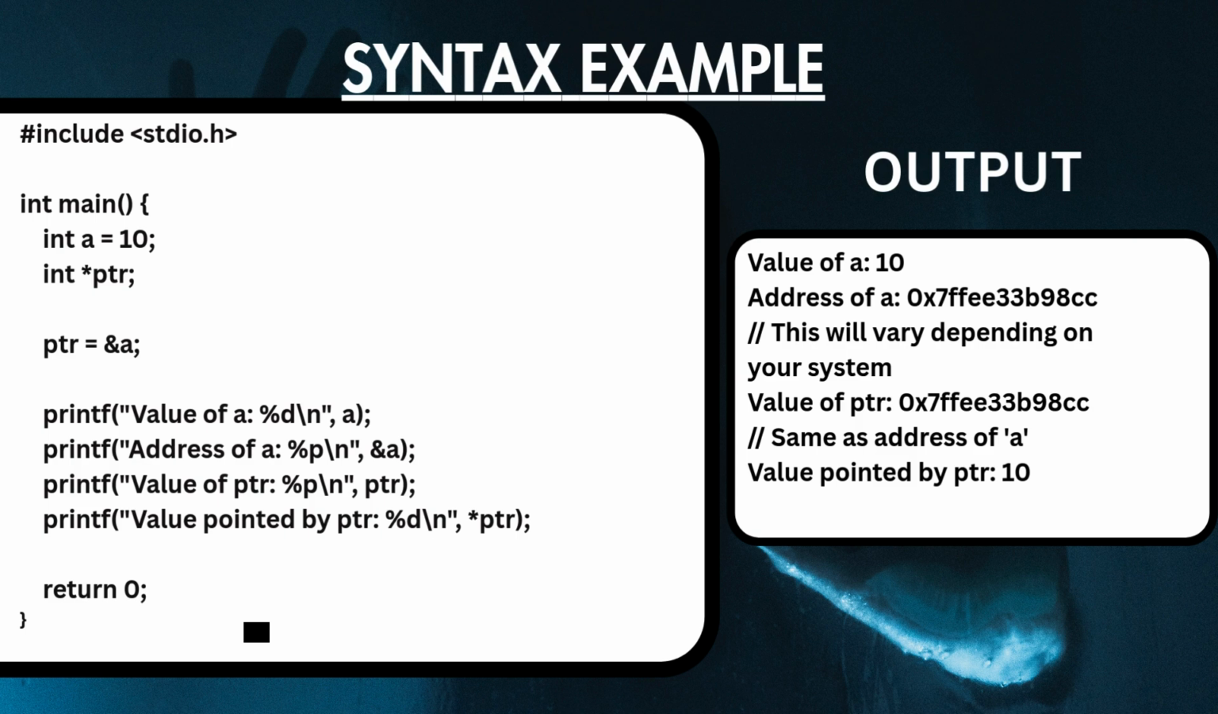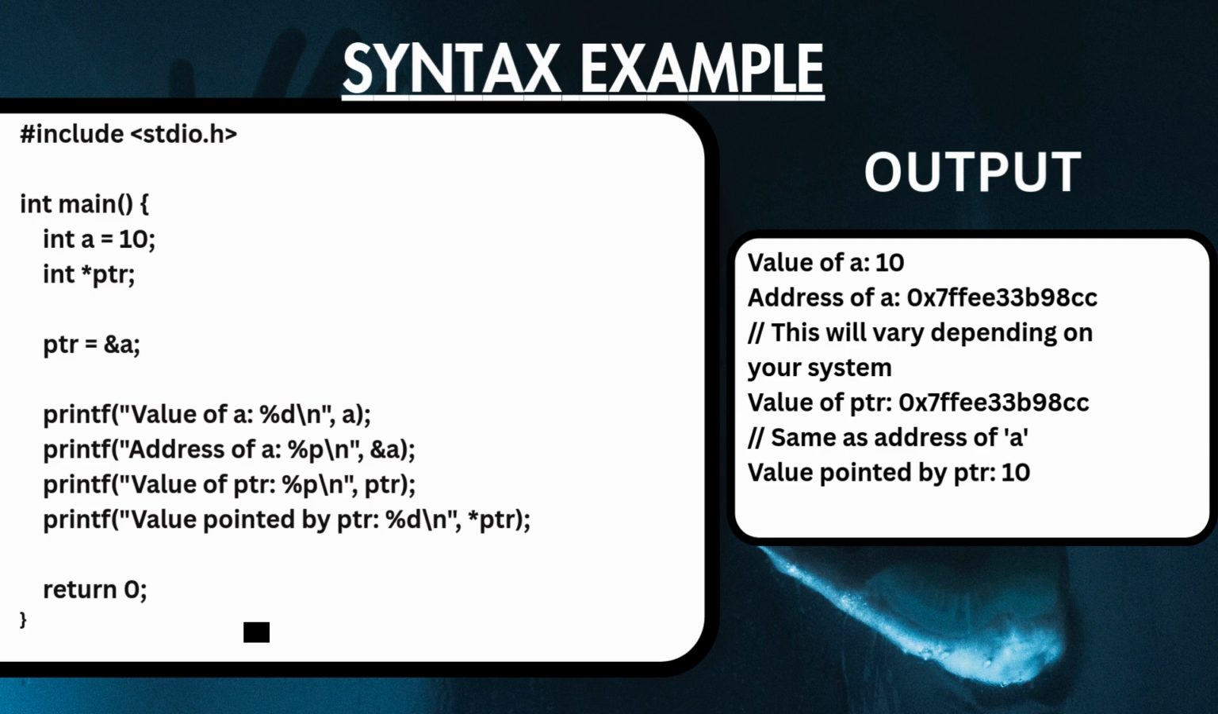Now let's see an example of this pointer. Here, *ptr is a pointer to an integer, and &a refers to the address of the variable a. So it basically means that ptr stores the address of a, and *ptr is used to get the value stored at that address.